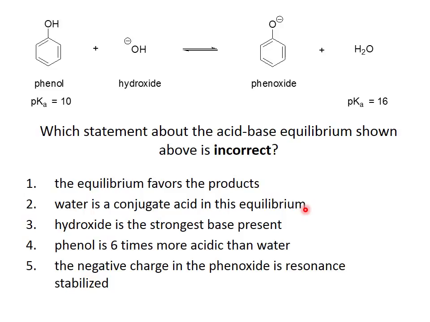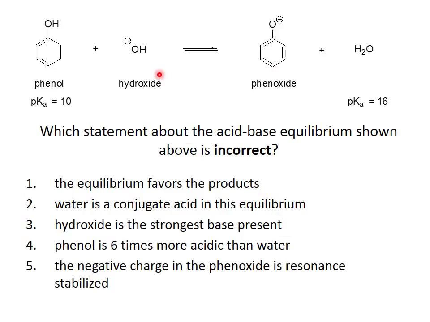Water is a conjugate acid in this equilibrium. Well, water is a conjugate acid of hydroxide. Hydroxide is the strongest base present. Well, let's look at that. This is a stronger acid. This is a weaker acid. So if this is a weaker acid, that's going to be the stronger base. So hydroxide is a stronger base than phenoxide.